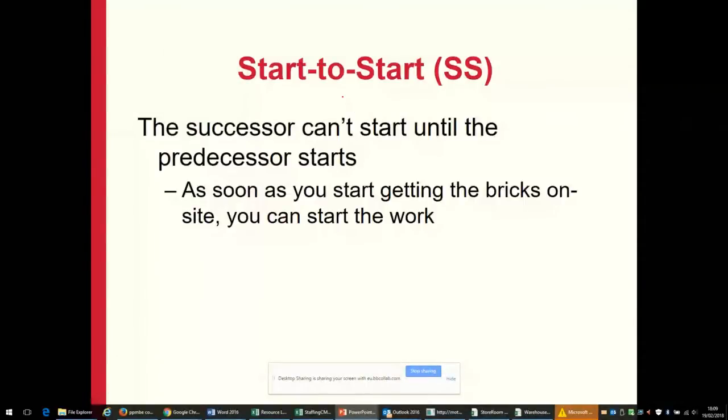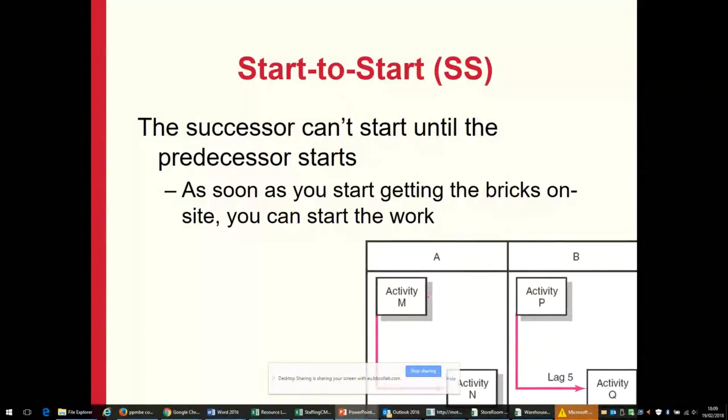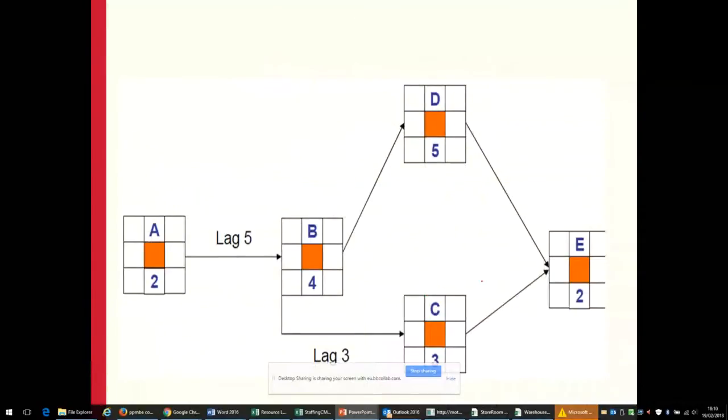The other example is a start-to-start relationship. So here we are not waiting for the activity to be finished, rather the work would commence after the preceding activity has commenced. So it is a little bit more efficient in comparison with finish to start, because it allows for some sort of concurrency. So as soon as you get started working on the bricks on the site, you can start the work. So the link is between two different activities, and very often start-to-start relationships have an element of lag involved. So just a reminder, we did some practice on this.